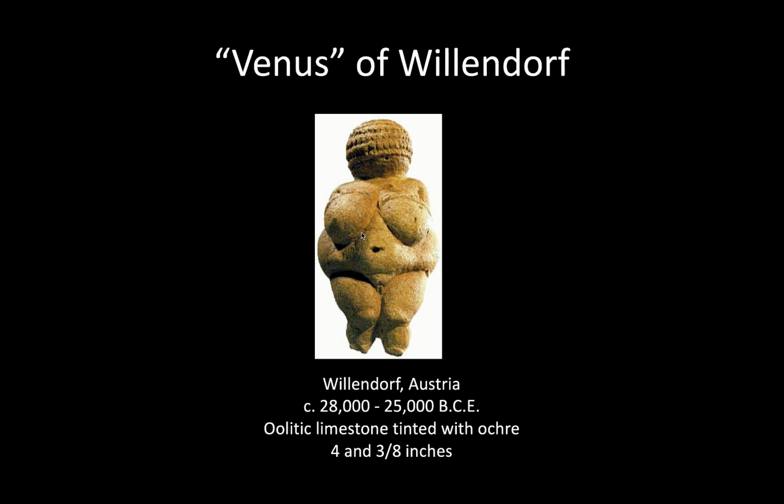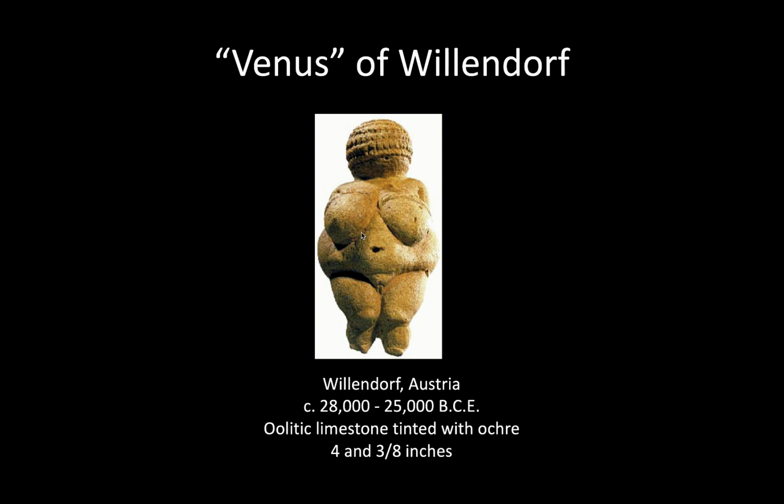And most academics prefer that she be called the Woman of Willendorf. So she was found in Willendorf, Austria, and she was made sometime between 28,000 and 25,000 BCE. So really right there at the beginning of that Paleolithic time period. She is considered to be the earliest known sculpted representation of the human form. This is the oldest human form that we have found in 3D.